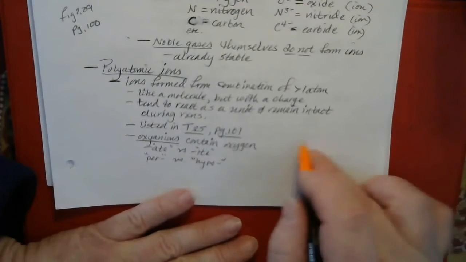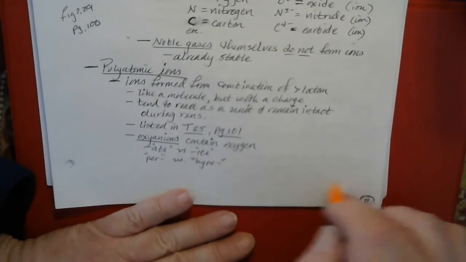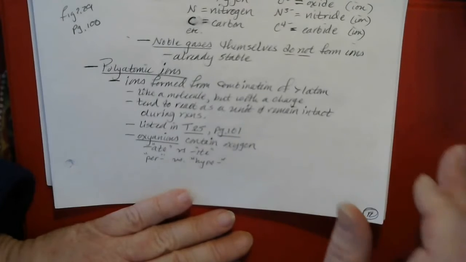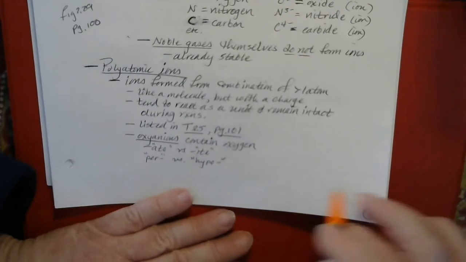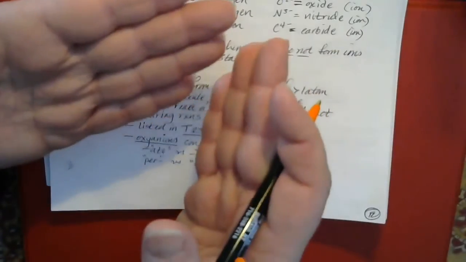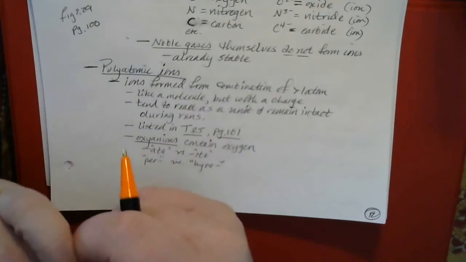And one of the things we're going to see in greater detail as we go on is that when you're dealing with combinations of nonmetals, there are often multiple combinations possible. So if you're talking about combining sulfur and oxygen, there are several different ways you can do that. Whereas if you're talking about, say, combining sodium and chlorine, there's only one way to do it, NaCl, that's it. With the polyatomic ions, there are multiple possibilities.